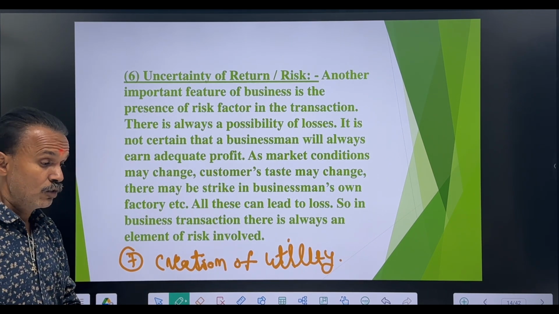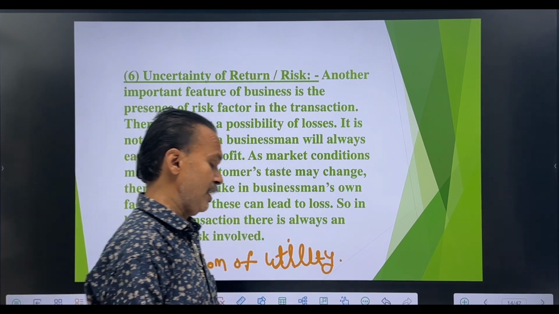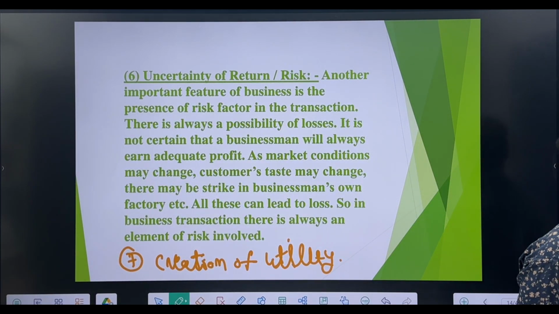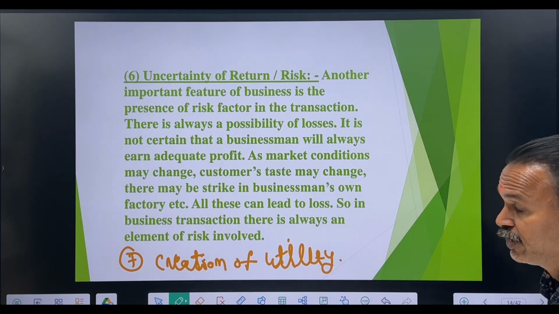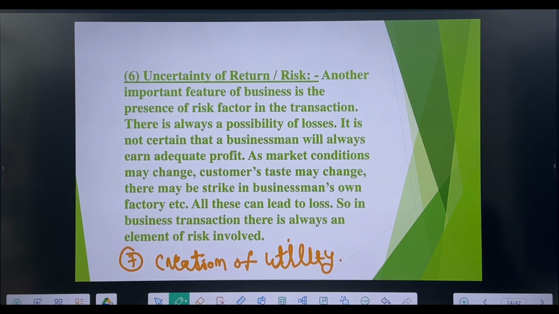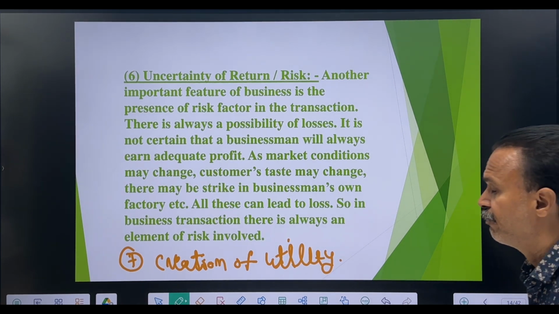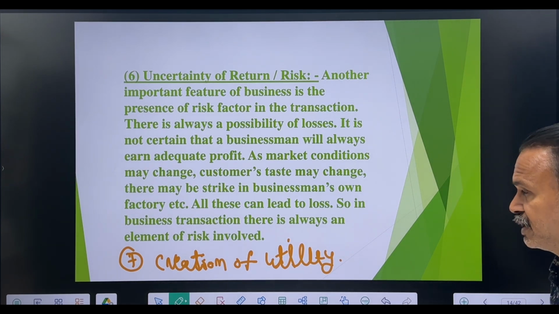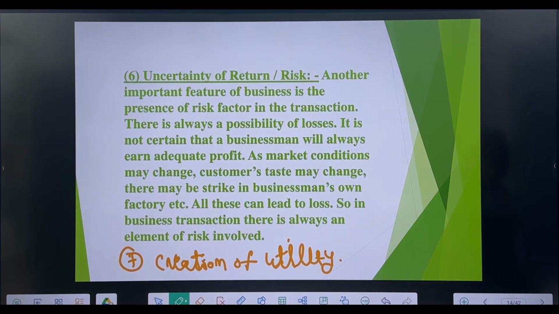Place utility. Goods are produced in some places of the country, but the consumers are scattered all over the world. By the transportation, goods is moved from one place to another place. By the transportation, it is possible. We can use the Assam and Darjeeling tea in our city also. All these things are possible only with the transportation facility of the business. So these are the features of business.